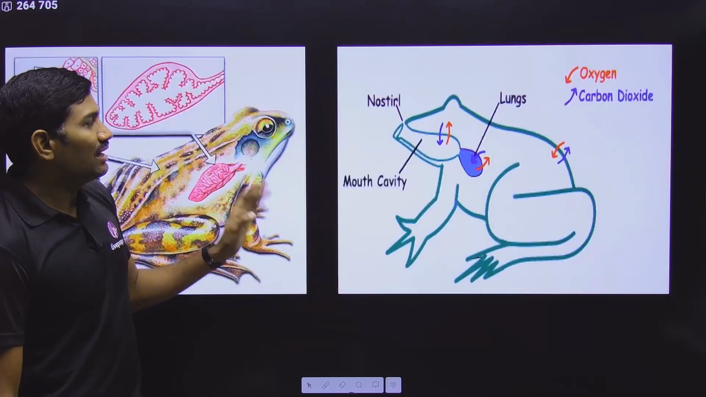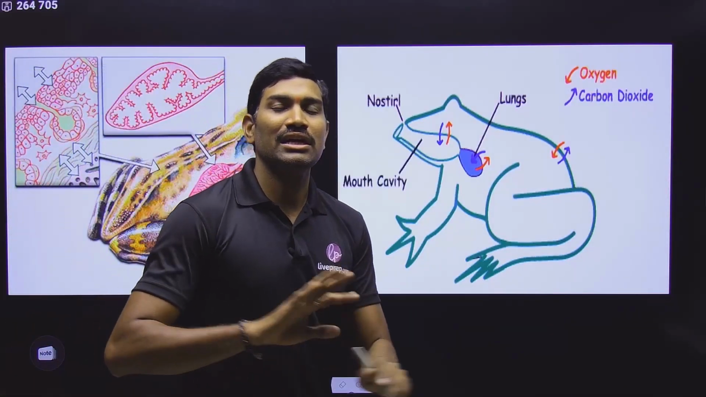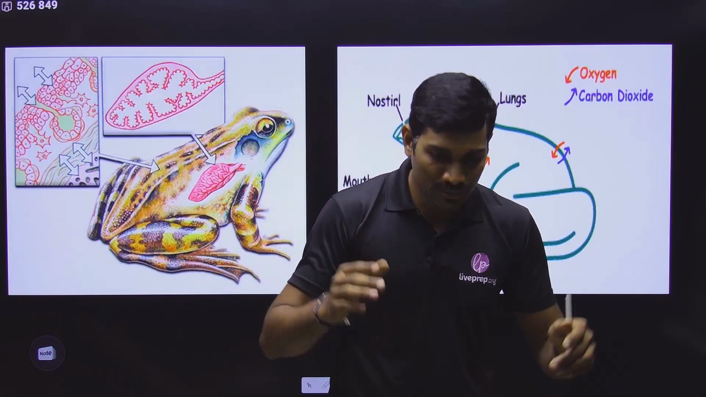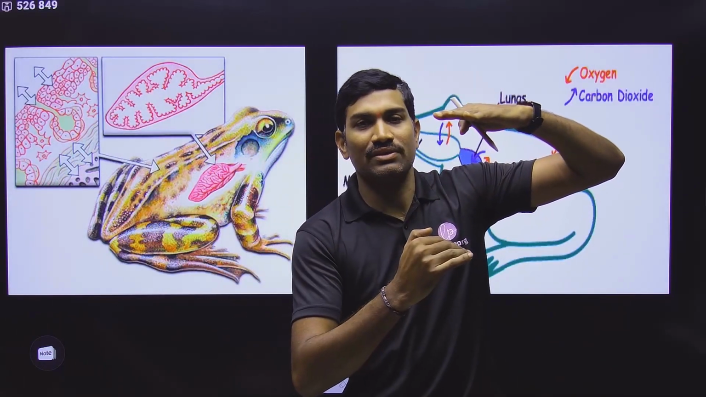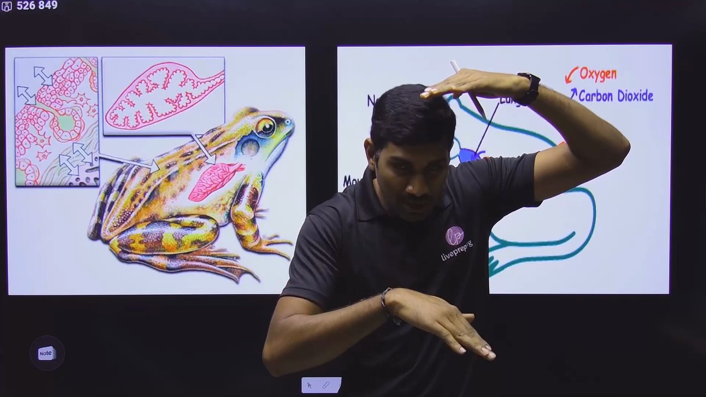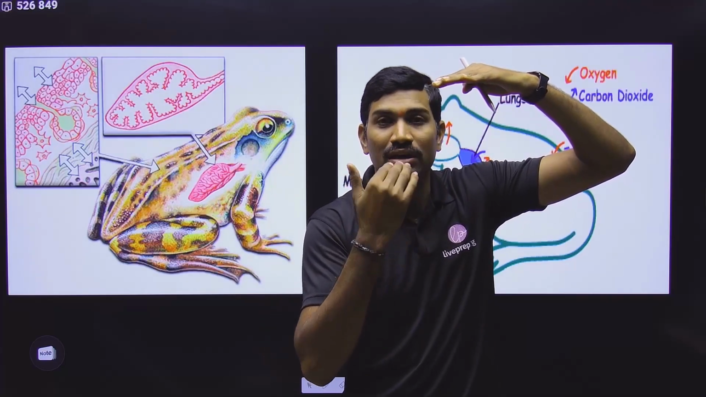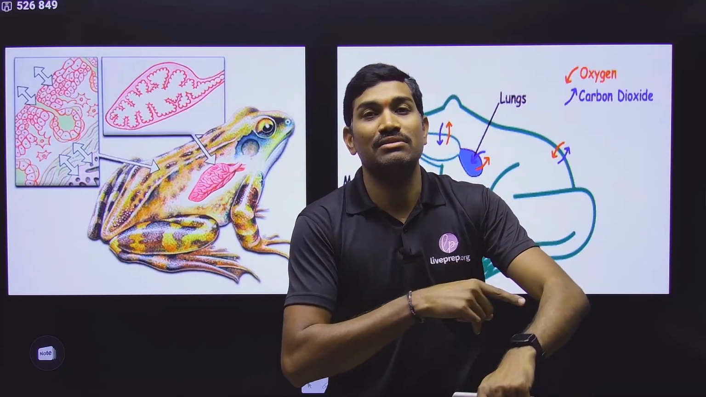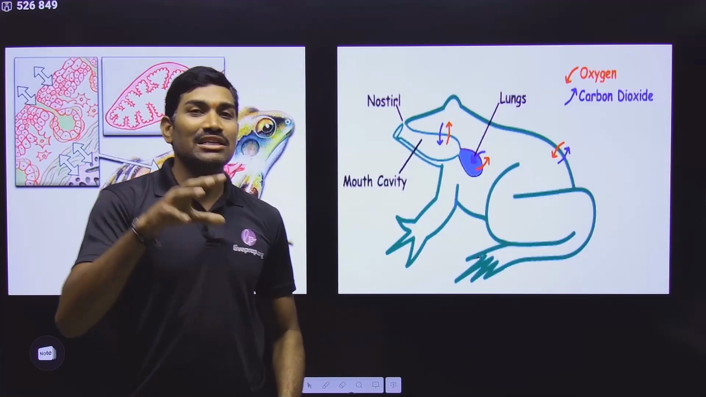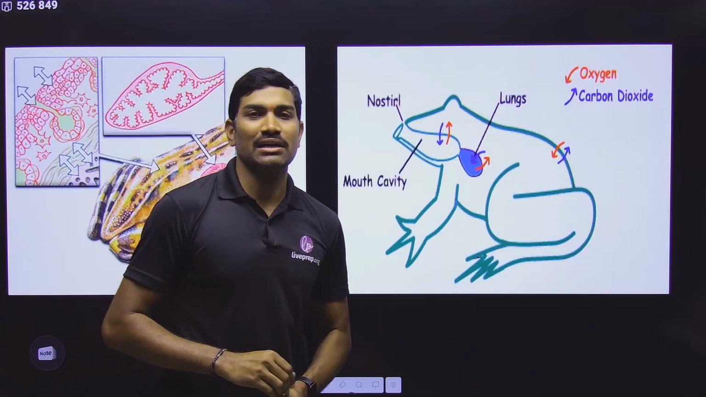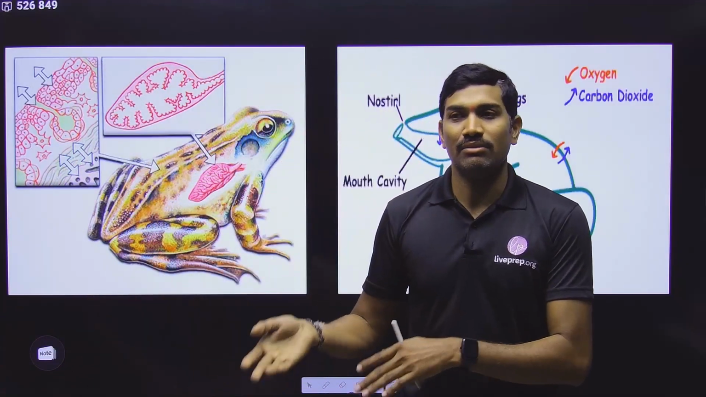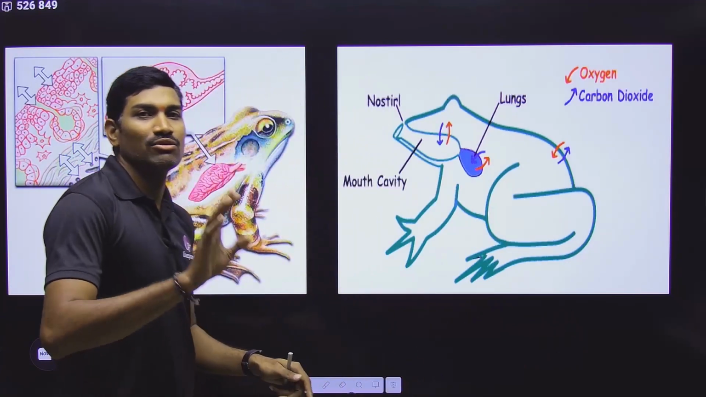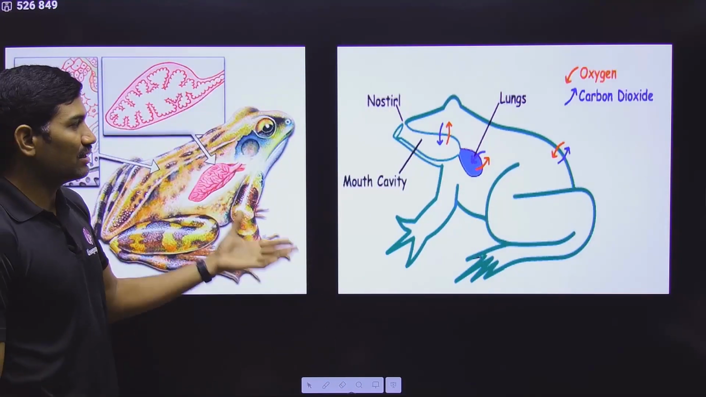When it is on the land, all the 3 are useful. But when it is inside the water, suppose it is below the water surface, keeping its head below the water surface, then it cannot take the air through the nose. So in those cases, the skin is the major one. Please remember, when it is in the water, skin is the major respiratory organ. But when it is on the land, all the 3 are functional, all the three are useful for respiration. Please remember very carefully.